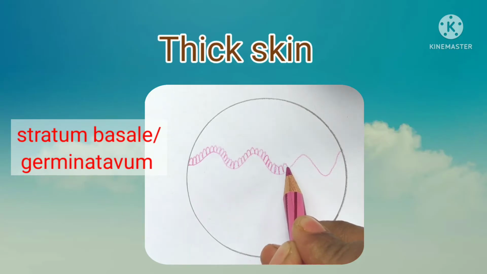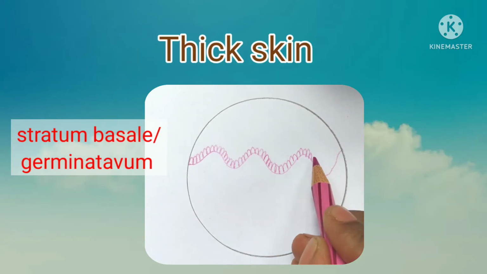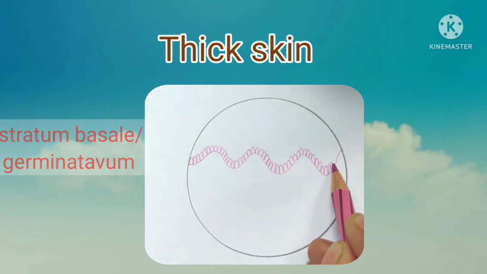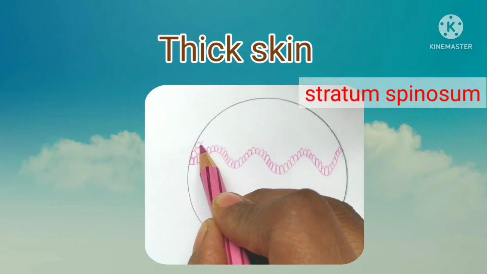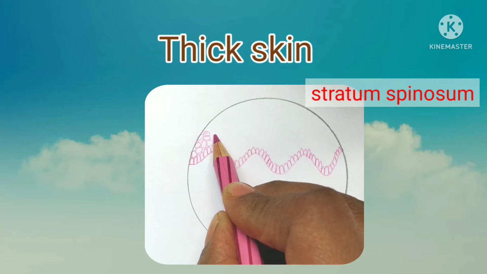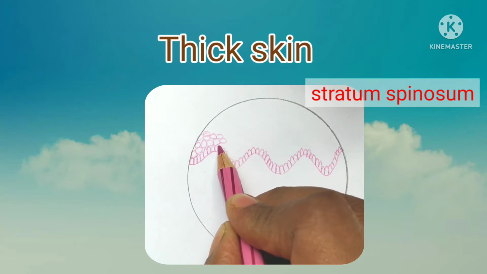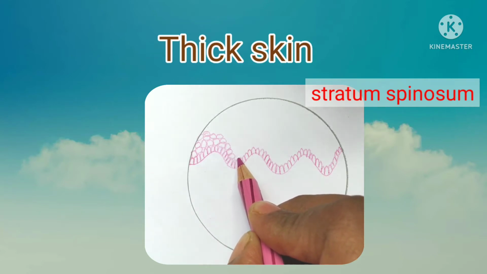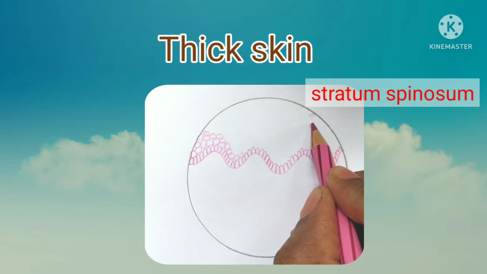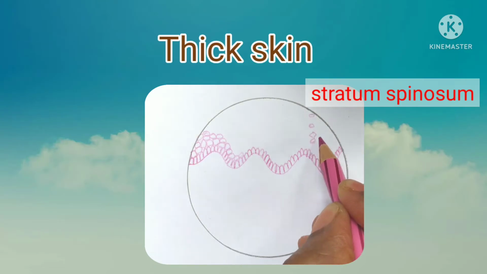In the thick skin, the epidermis has 5 layers. The first layer is called stratum basale or germinativum. These cells are small cuboidal to low columnar. They have closely spaced nuclei and exhibit extensive cell junctions. They are the ones which synthesize the next layers.